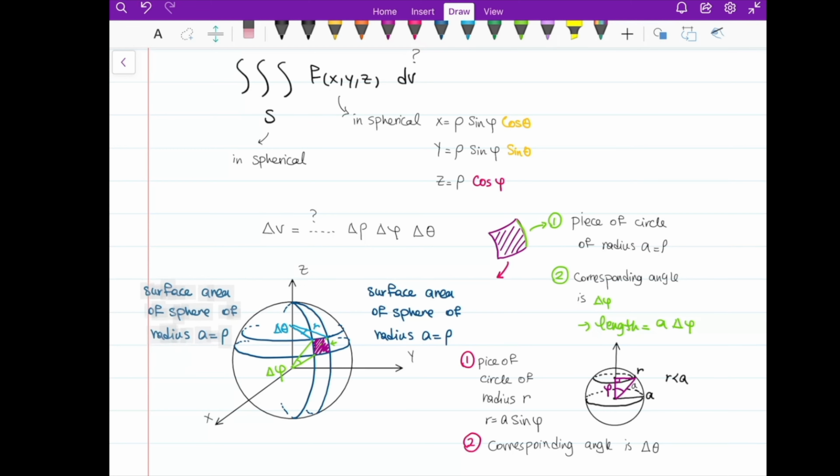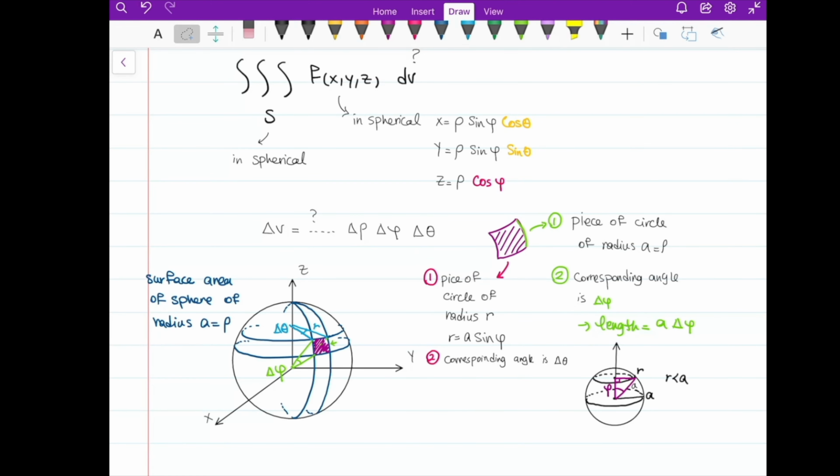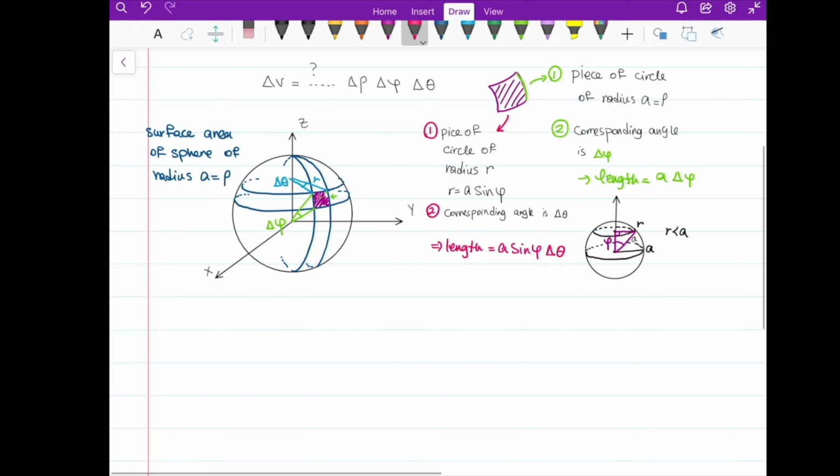And so as you see, I'm gonna move this one to that side so that I can move everything up, and based on that, the length of this side would be equal to A sine phi and then delta theta. Okay, very good. So now consider the area of this small piece.